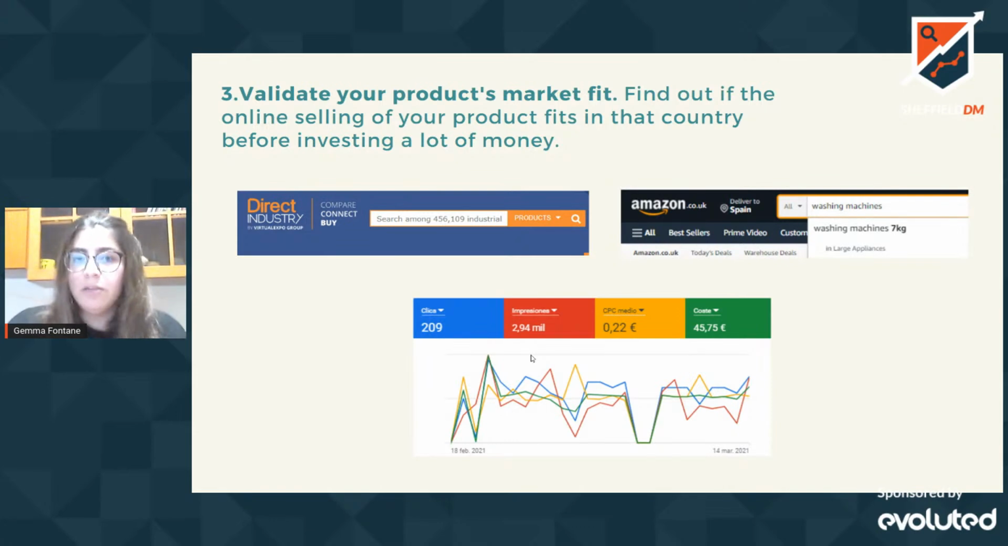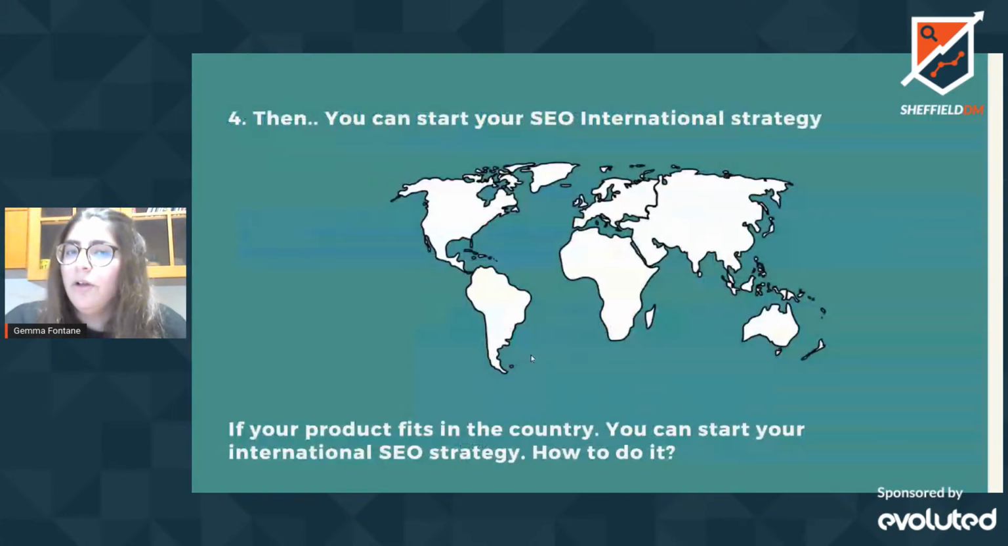And how can you try this? Well, you, for example, can do it through Google Ads or to some marketplaces such as Direct Industry or Amazon, or depending on the sector, you can find local directories there. Okay, so once we've done this, when we saw our product fits here, there are options and opportunities, let's start our international SEO strategy.